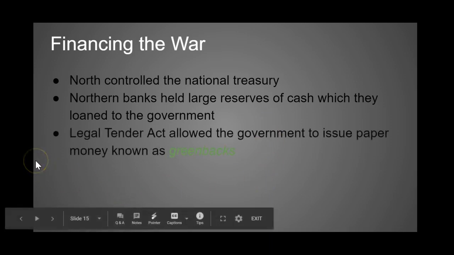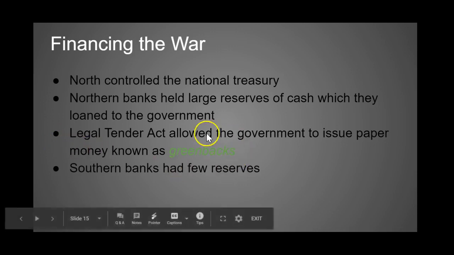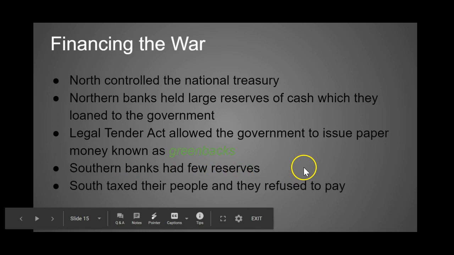And then there was a law that was passed called the Legal Tender Act, which allowed the government to issue paper money known as greenbacks, okay? I'm going to show you a picture of a greenback here in a moment, but we've kind of touched on this in that Southern banks had few reserves, so this is a disadvantage for the South.